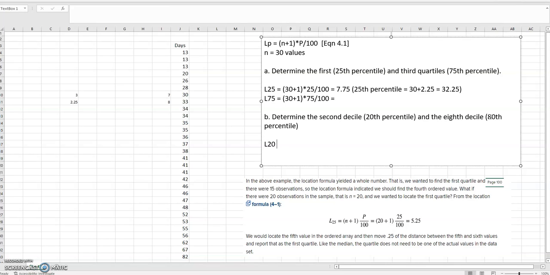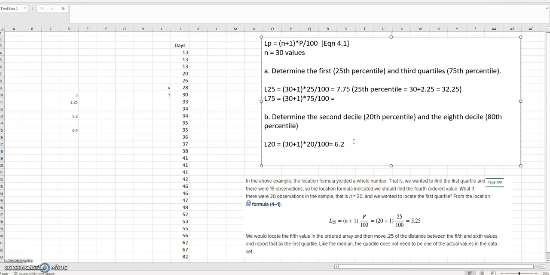The location of the 20th percentile is, same as before, (30 values plus 1) times 20 over 100. So 31 times 0.20 puts us at the 6.2 mark. I'll do the same thing as before. Let's count 1, 2, 3, 4, 5. Here's my sixth value, and here is my seventh value. It's going to be the sixth value and then 20% of the distance between 28 and 30. 30 minus 28 is 2, and 2 times 0.20, this fractional value, is 0.4, which is what I'm going to add.